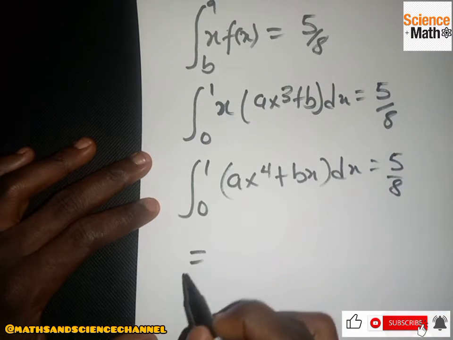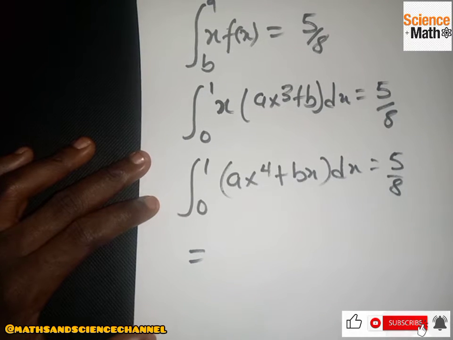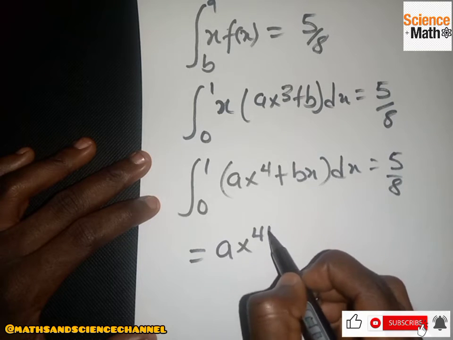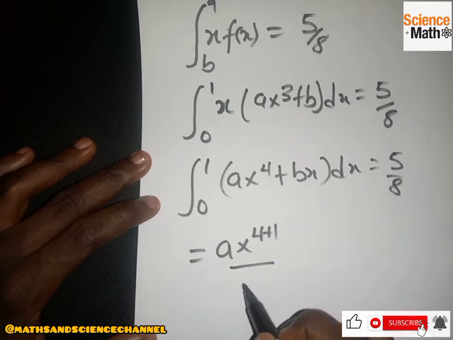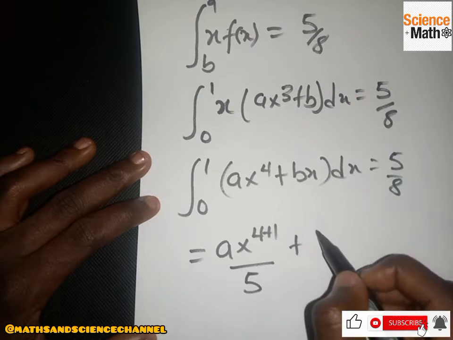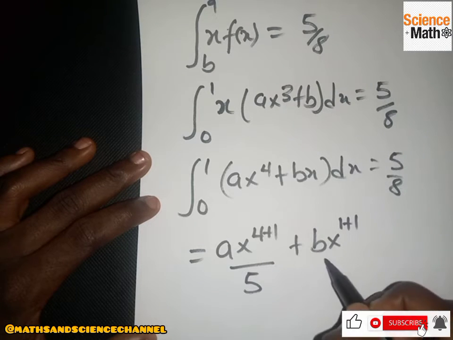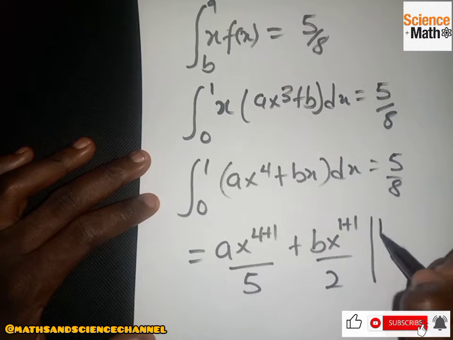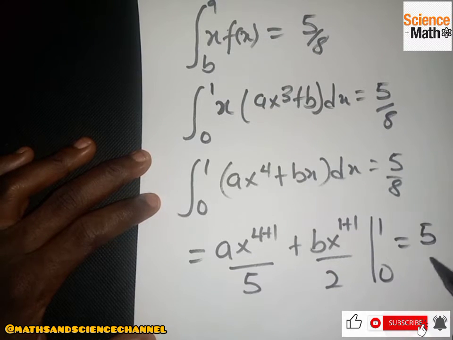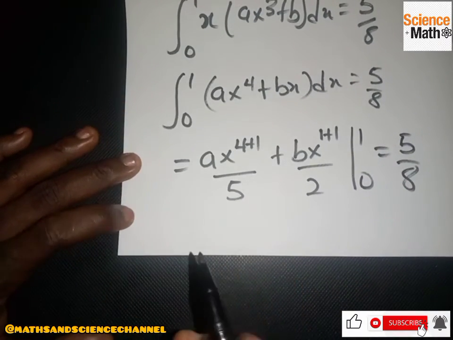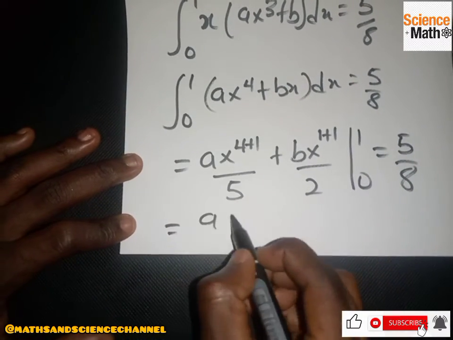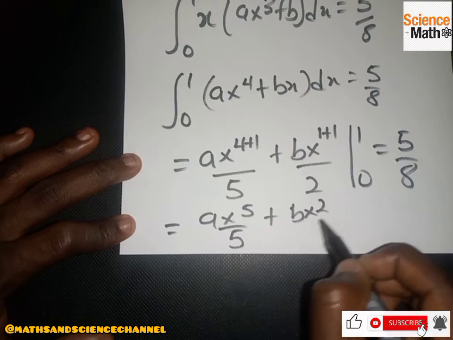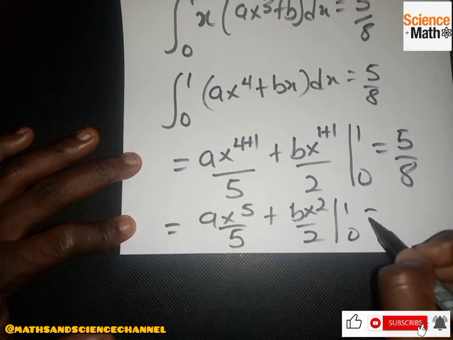So when we want to find the integral in this case, we have a x to the power 4 plus 1, divided by 5, plus b x to the power 1 plus 1, divided by 2, from 1 to 0, being equal to 5/8. Okay, so over here we have a x to the power 5 divided by 5 plus b x squared divided by 2, from 1 to 0.